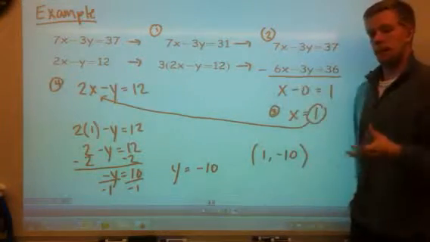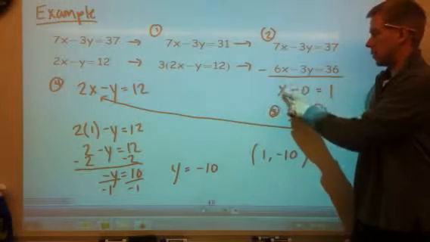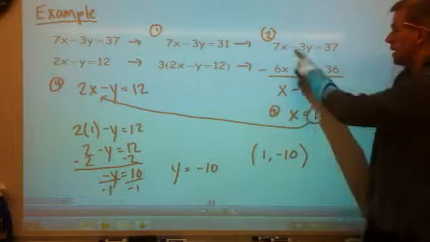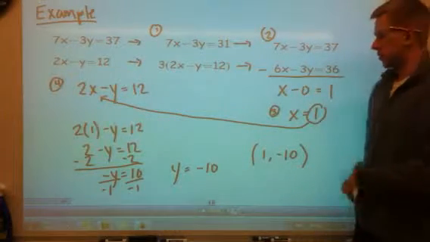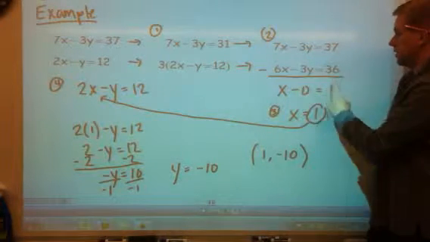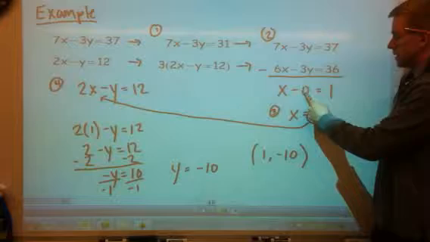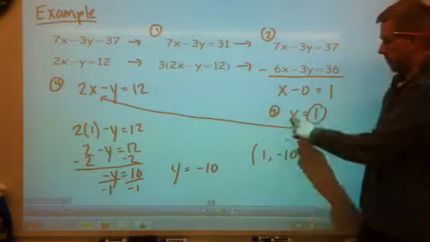So this is going back to basic mental math facts. 7x minus 6x is 1x, which is fine. Then negative 3 minus negative 3, anything taken away from itself is going to give you 0, so that's what I wanted here. I wanted to eliminate y. 37 minus 36 is 1. So x minus 0 can rewrite as x equal to 1. That's step 3, I solve for that remaining variable.